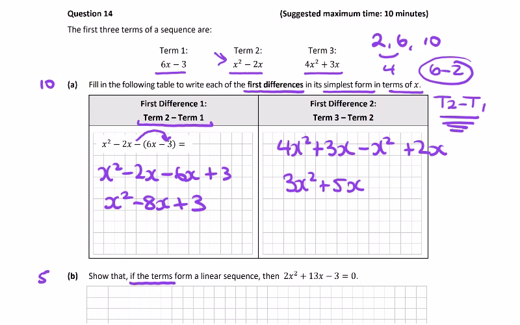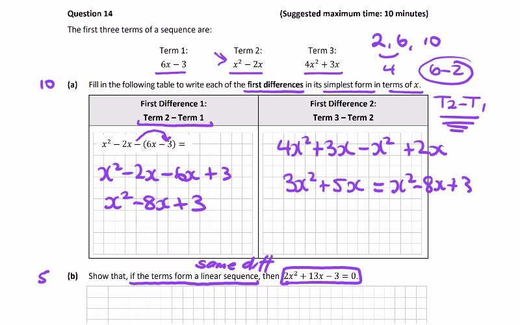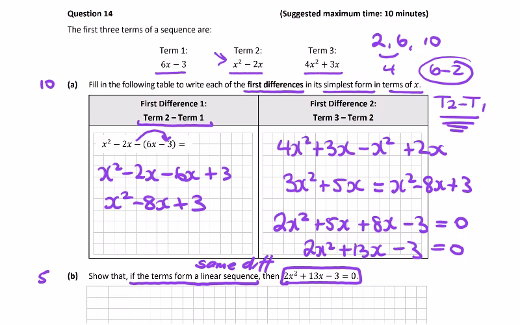Show that if the terms form a linear sequence, so the differences have to be the same, that's the key to this one. This is the key knowledge, same diff, same difference. Show this 2x squared plus 13x minus 3 is true. So these two things would have to be equal. So I'm just going to write this here. You'd have it in the box below. This will be equal to x squared minus 8x plus 3. So 2x squared plus 5x plus 8x minus 3 would be equal to nothing left over there. So 2x squared plus 13x minus 3 equals 0.